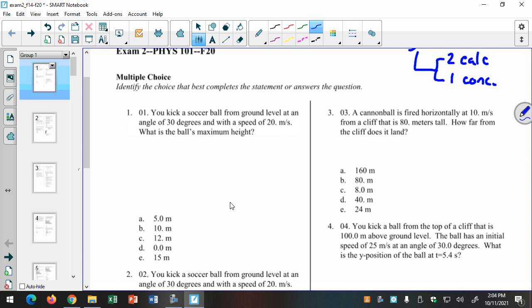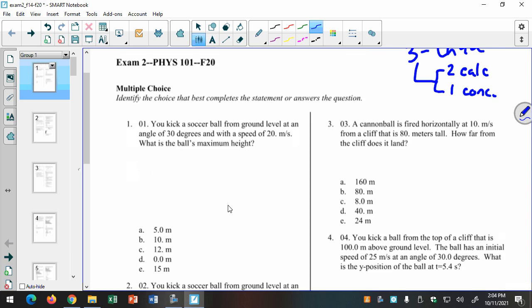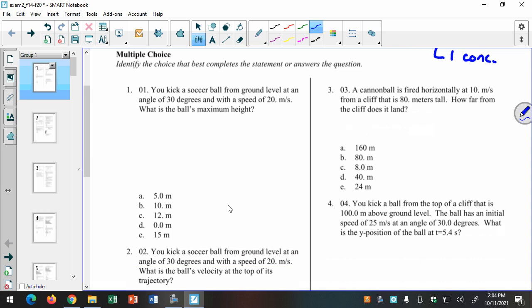If you look back at my old exams where I used to not have free response, it's going to be like that. For example, this is fall 20. Can we work through this one? Is this okay? Fall 20, because this is going to be like the problem on your quiz. So you kick a soccer ball from ground level at an angle of 30 degrees at a speed of 20 meters per second. What is the ball's maximum height?